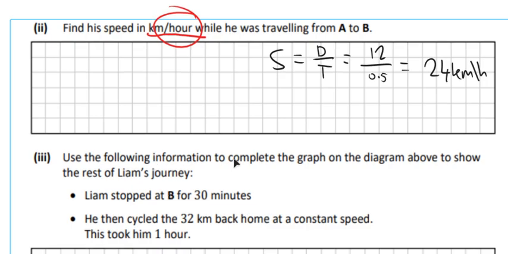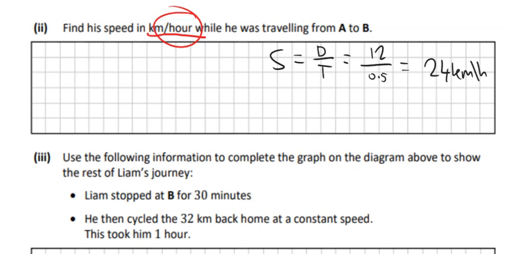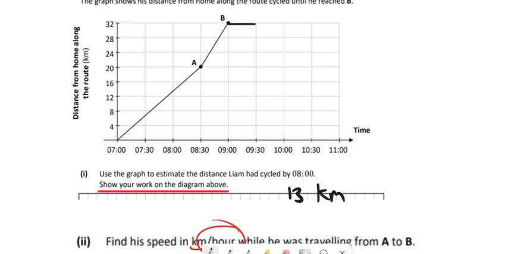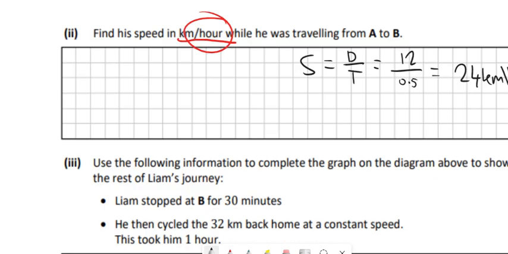Then we have to use the information here to complete the graph. So he stopped at B for 30 minutes. So if he stopped at B for 30 minutes, that means the distance won't get any bigger, so the graph won't go up anymore. And it can't really anyway. So it's just going to go in a straight line. So that's the next bit there. So that's 30 minutes. That's from 9 o'clock until 9:30.